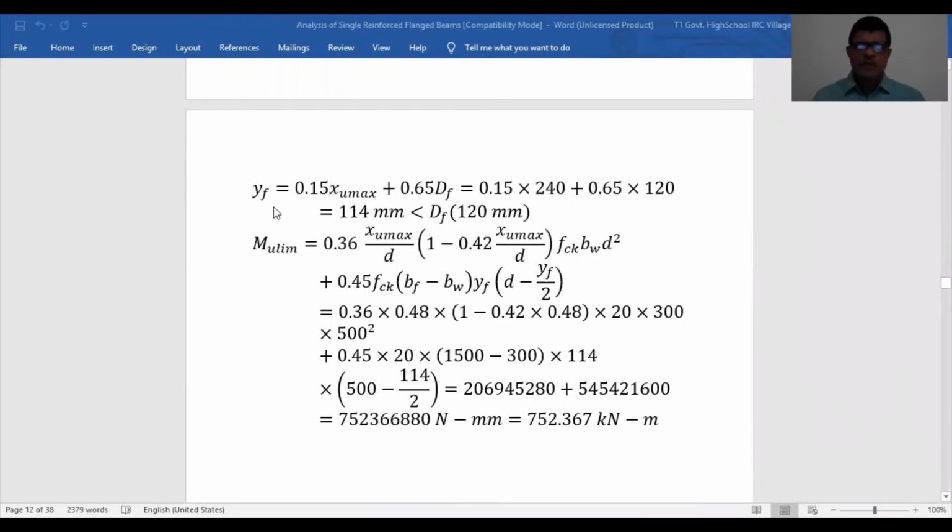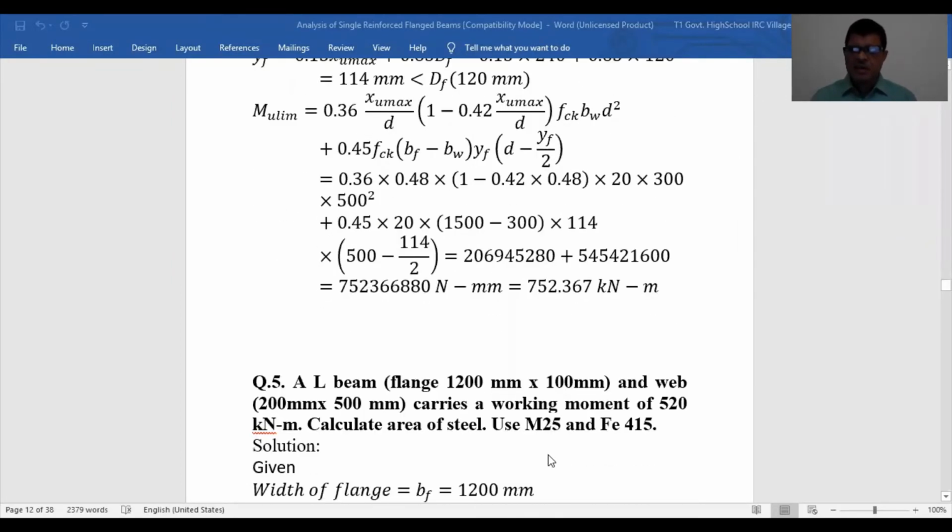So you put the equation. YF is equal to 0.15 XU maximum plus 0.65 DF, because XU is equal to XU maximum for the limiting case, and then find the Mu limiting for both cases. So XU maximum by D is known to you, and here YF is equal to 114 and is also less than DF, and you find it comes 752 kilonewton meter.